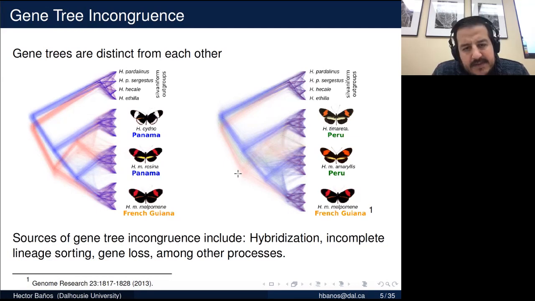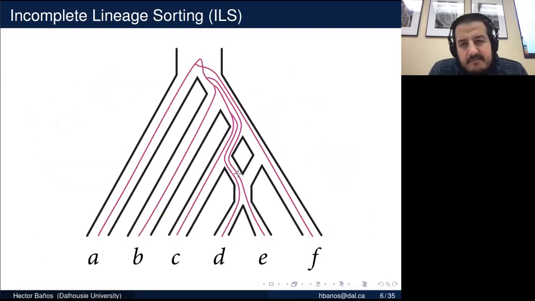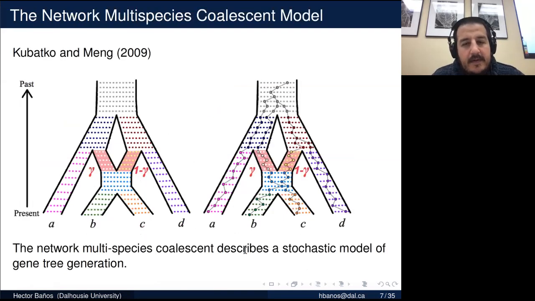Incomplete lineage sorting, or ILS, really informally, is the process by which a gene tree can be embedded in some way into the network. So you can have different gene trees that can happen in the species network. What we're going to work with then is the network multispecies coalescent model, which is a stochastic process model describing gene tree generation that accounts for both ILS and hybridization. This was introduced by Kubatko and Meng in 2009. And I'm going to give a really brief description of the coalescent model, a discrete cartoon version of it.